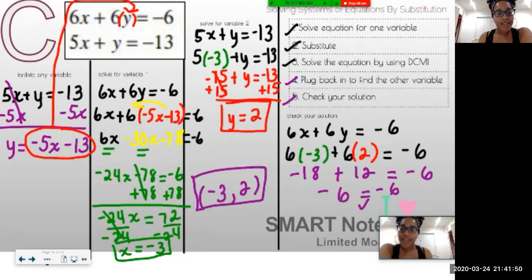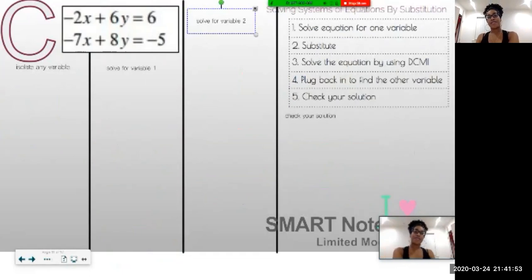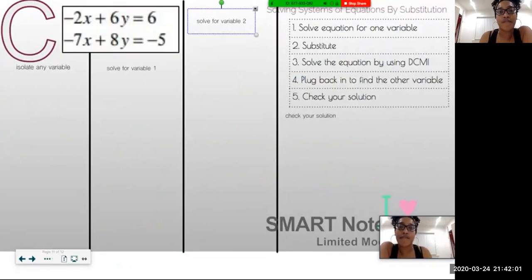All right, last question, almost there. We almost did it, we made it. All right, so same set of steps. You're solving this equation for one variable. We're gonna substitute, solve the equation by using GCMI and then plugging back in and checking our solution. So again, none of these variables, neither x nor y, are by themselves. They each have a coefficient in front of it, and other things happening on the left-hand side, the same side as that variable. So none of them are by themselves.